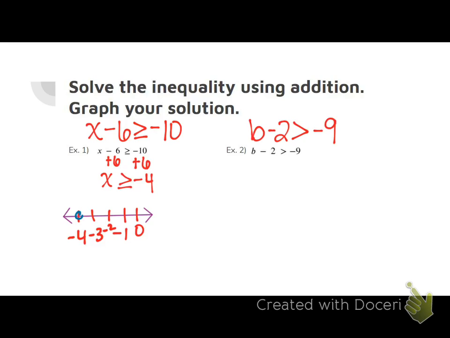Closed, because it has that equal to bar. And are we shading to the left or the right? To the right, because it's a greater than symbol.